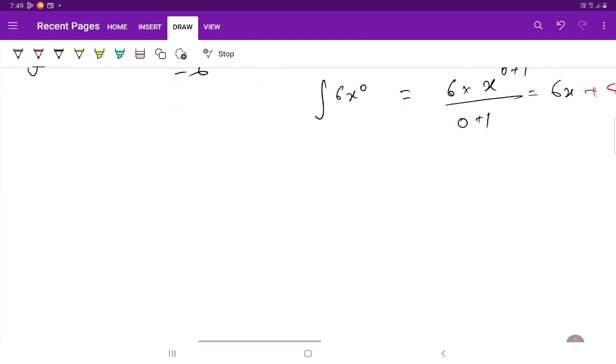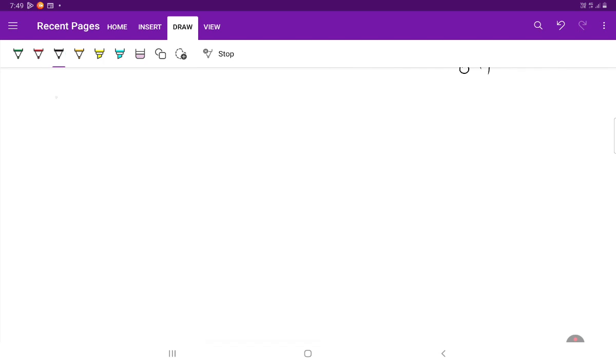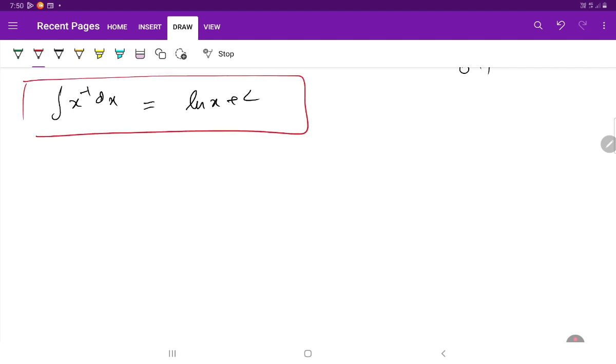Now you will be thinking about what the integration of x to the power minus 1 dx will be. Most of you might have learned about it. It's written as ln x plus c. Just remember this formula: integral of x to the power minus 1 dx equals ln x plus c.